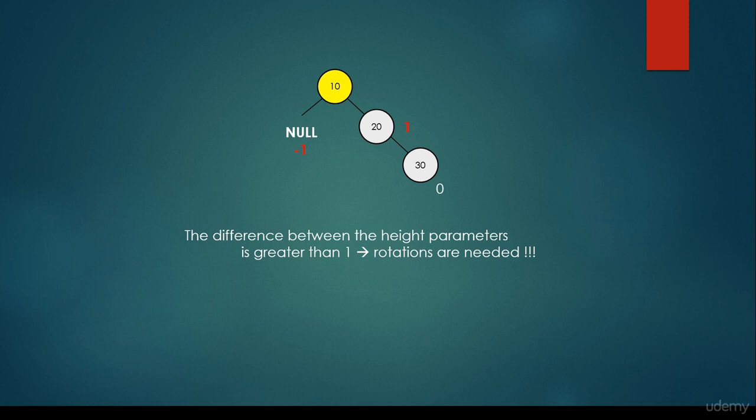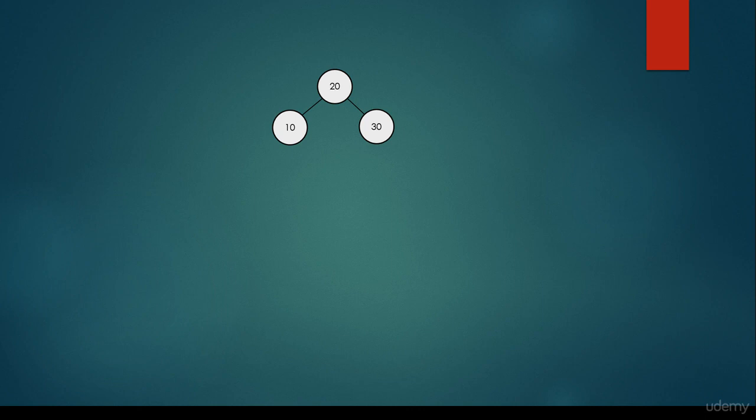Okay, because the height parameter of the leaf node is 0, and the 20 has a right child 30 with the height parameter 0, so we just have to increment its height parameter to get the node 20 height parameter. 0 plus 1 is 1, so that's why the root node left child has a height parameter -1 and the right child height parameter 1. The difference between the height parameters is greater than 1, so we have to make rotations. And this is basically the doubly right heavy situation, so we have to make a left rotation on the root node, which is the node 10. Okay, this is going to be the solution.